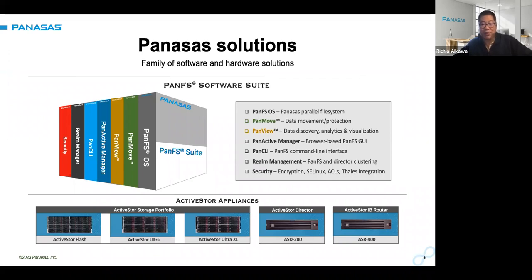We have a portfolio of hardware that we launched last year, with a couple more products. We have an all-flash product called ActiveStor Flash. We have a hybrid, and we have a large capacity product, the Ultra and Ultra XL. We have our Director product for managing metadata. And then we have our ActiveStor IB router, which does our Ethernet to IB interface.